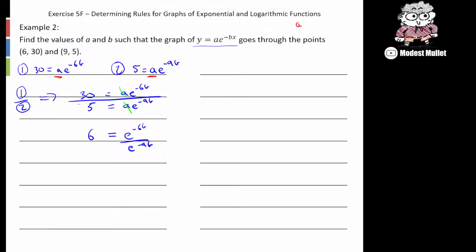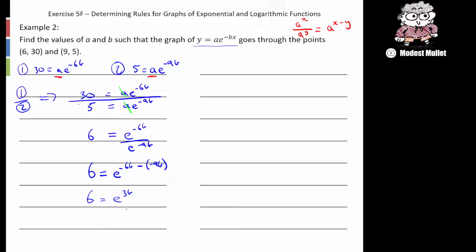So let me write that rule up over here. If we had a to the x divided by a to the y, we can rewrite that as a to the x minus y. Our base in this case is e, but it's still a common base, so we can use that index law. So this is going to turn to e to the negative 6b, take away negative 9b. And this is a little gotcha there. Just to be careful with the signs, we're technically taking away negative 9b. So we can simplify that: negative 6b, take away negative 9b, turns into positive 3b.